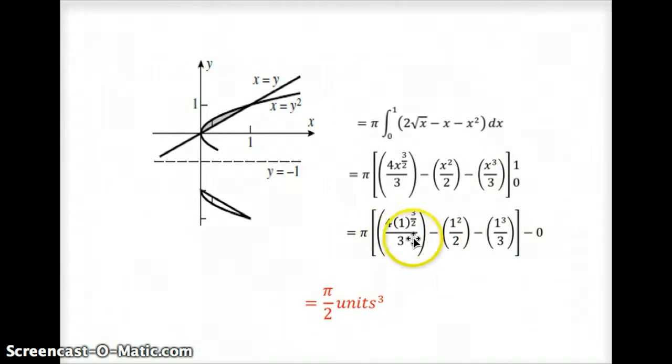Now you substitute in 1 for all these, and of course at 0 all those answers will be 0 minus 0 minus 0, which just equals 0. Pretty simple. Now when you multiply those all out, it will be pi times 1/2, or pi over 2, and you put in units cubed because it's a volume problem.